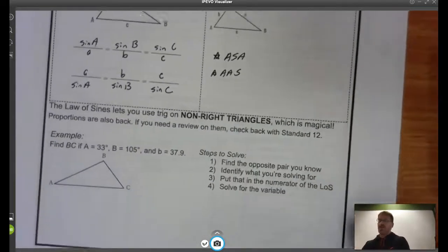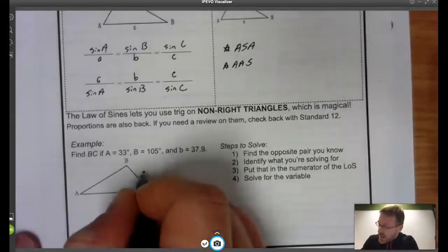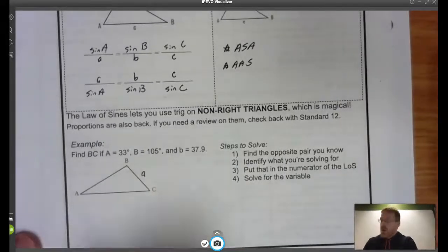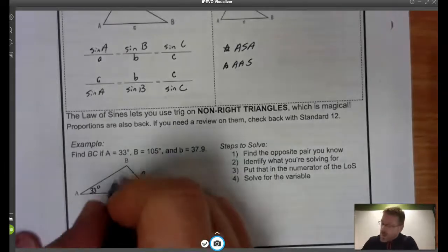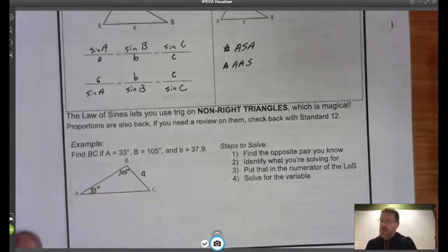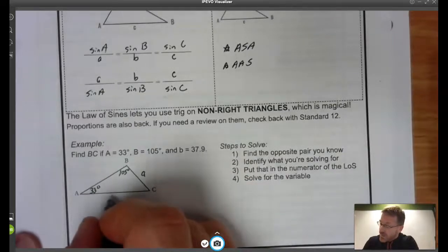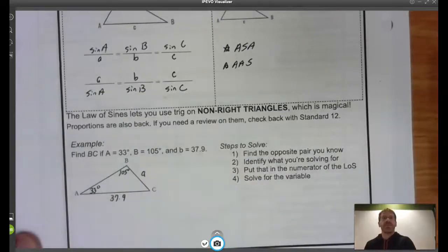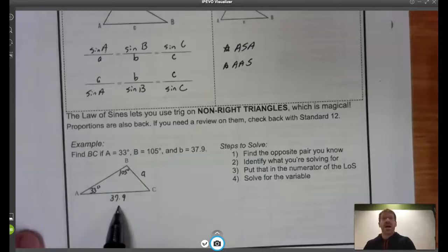So find BC. BC here is little a, because that's opposite A. We know A is 33 degrees. We know B is 105 degrees. And we know little b is 37.9. So there it is right there. Once again, notice we have angle, angle, side information.